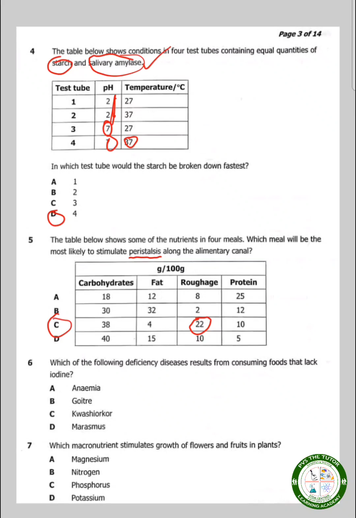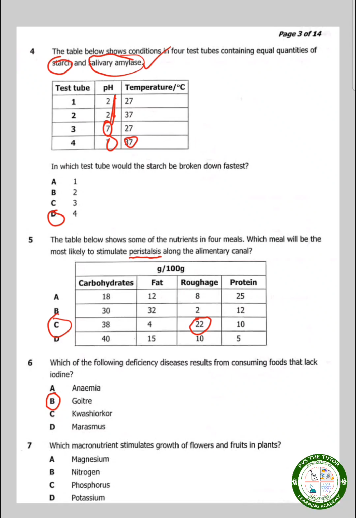Question 6 says, which of the following deficiency diseases result from consuming food that lack iodine? Now, if you are eating food which lack iodine, which disease are you likely to suffer from? You suffer from a disease called goiter. That's why sometimes they advise you to eat iodated salt, because if you don't eat iodated salt, you are going to suffer from goiter, that thing which grows on your neck.